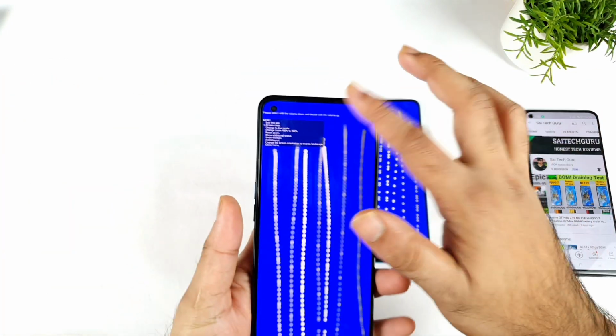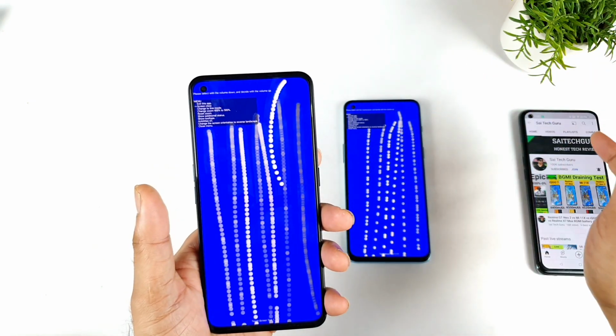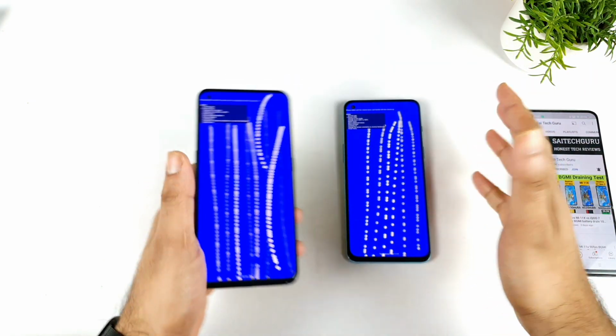Even if I use GT mode or Gaming Space mode, whatever mode I use, it doesn't work. It's only 300 Hz touch sampling rate.